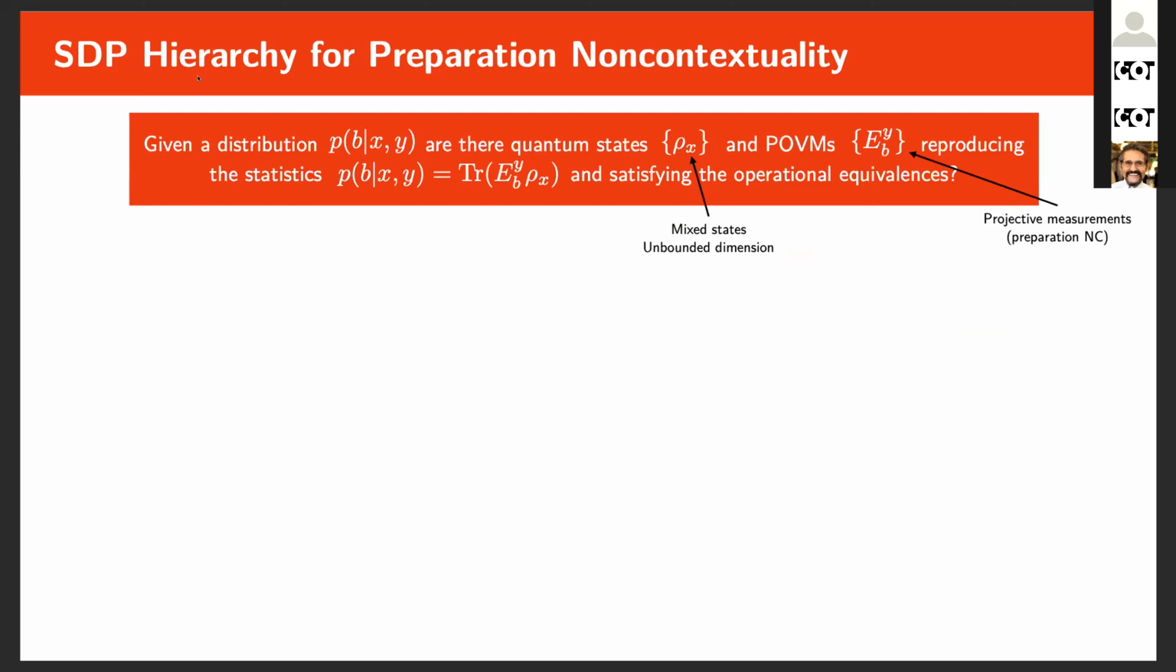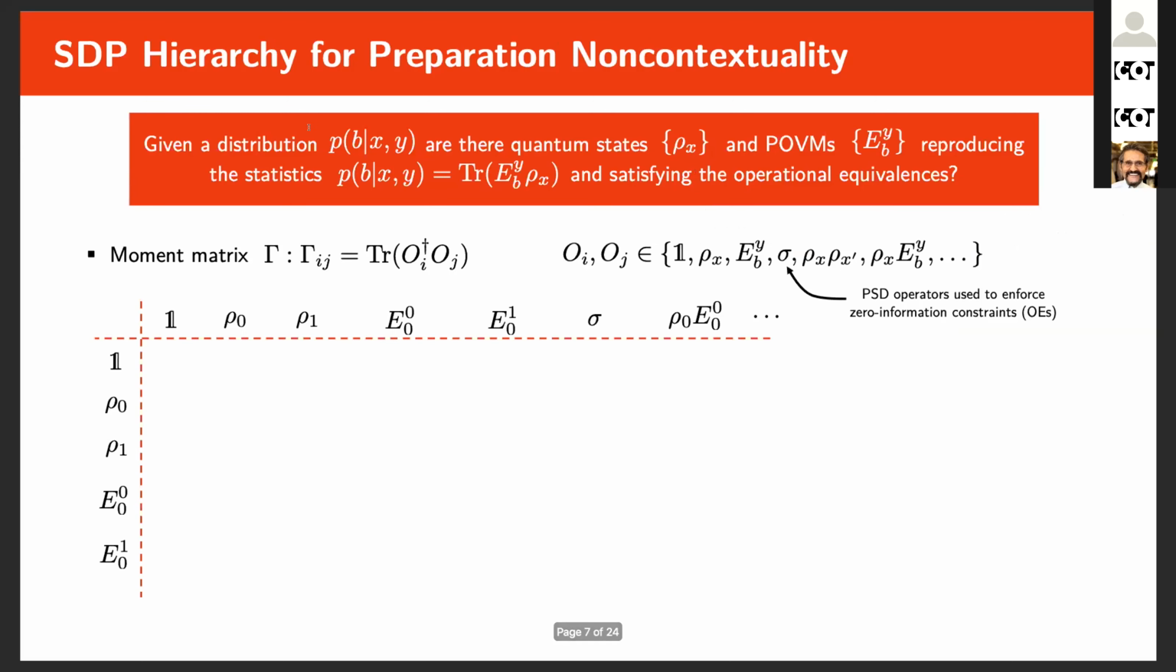And these states, we don't want to assume they're pure, as I mentioned before, so we take these to be mixed states or density operators with arbitrary dimension. But in the case of preparation non-contextuality, we can assume that the measurements are projective. Okay? And in a more general case, we can't.